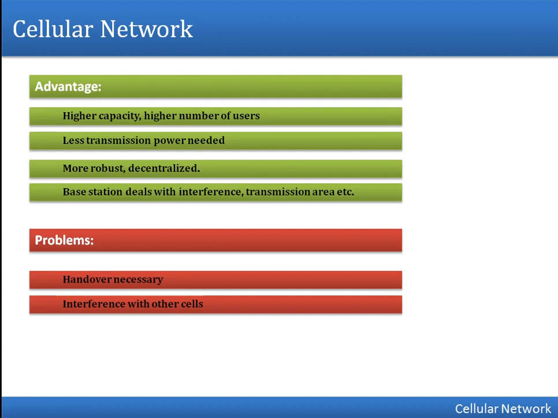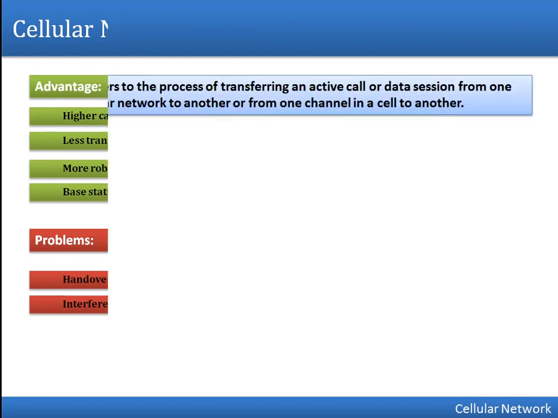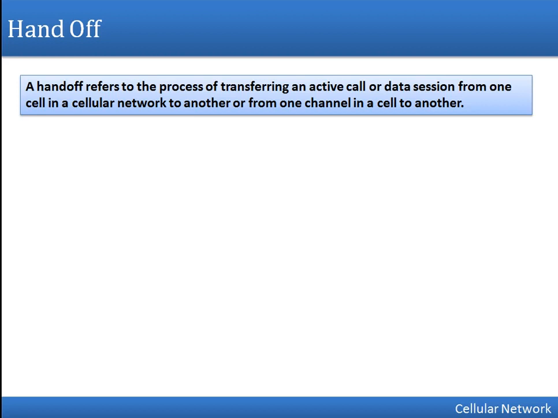So the problem is, first, as the number of base stations increases, when a user is on an active call and is moving from one cell to another cell, there will be an overhead for transferring an active call from one base station to another base station. This process is known as handover. And the second one is interference with other cells. Before reusing a frequency, we have to first see whether two co-channel cells are far enough or not. Now let's see this handoff concept as well.